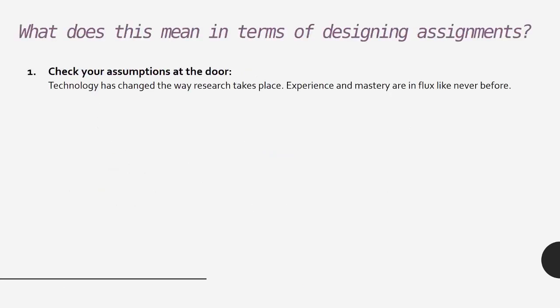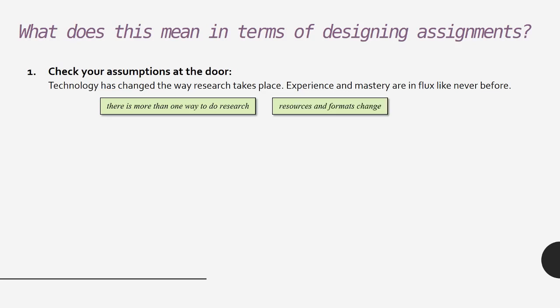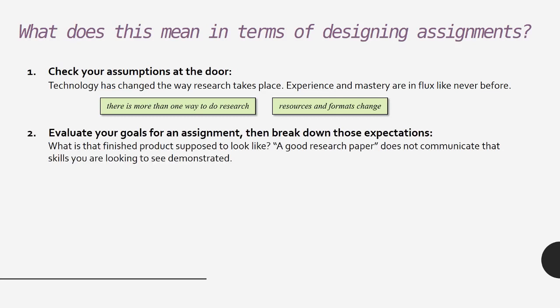So in terms of designing library assignments, my first tip is to check your assumptions at the door. Technology is constantly changing the way libraries and really the rest of the world functions, and the way you research has changed a lot. So just because something feels familiar to you, or you have a method that you like to use, keep in mind that that's not necessarily the best way anymore, or it's maybe not the easiest way. And students are going to take the easiest way.